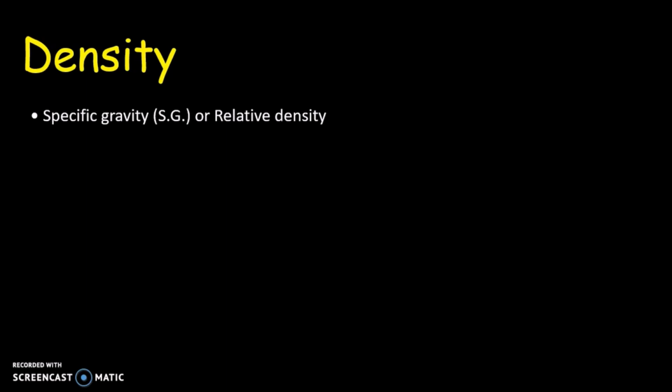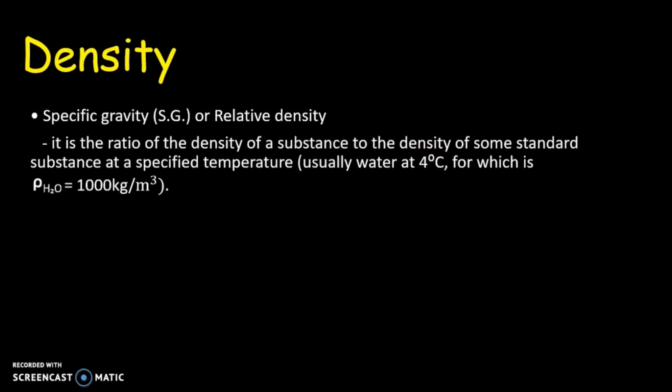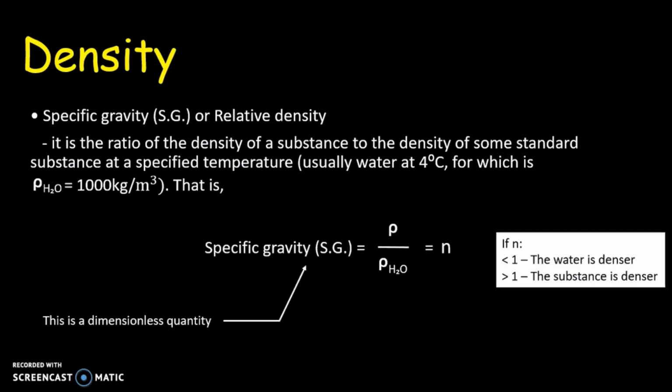Another property that is related to density is the specific gravity or relative density, which is the ratio of the density of a substance to the density of some standard substance at a specified temperature. Usually water at 4 degrees Celsius, for which the density is 1000 kg per cubic meter. And here is the equation for specific gravity. Note that this is a dimensionless quantity because simply looking at the equation we can see that the units of density will cancel each other.